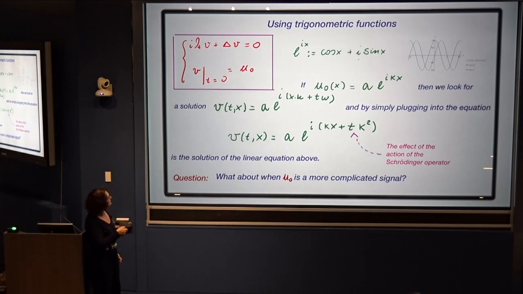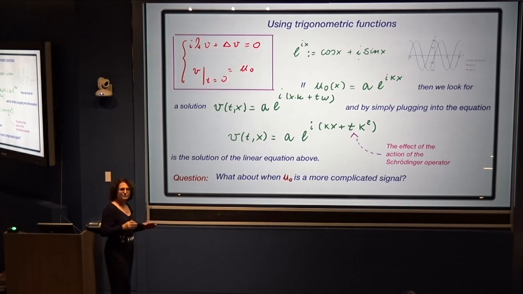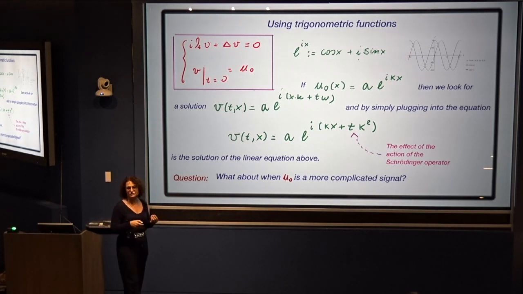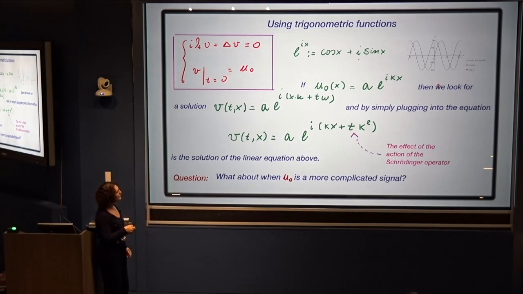So if we use this notation, e to the ix equals cosine x plus i sine x, and here is the representation of sine and cosine, then let's think in the simplest possible terms, and my initial data is only a constant a times cosine x plus i sine x. So this, you can see it, it's just these very simple waves.